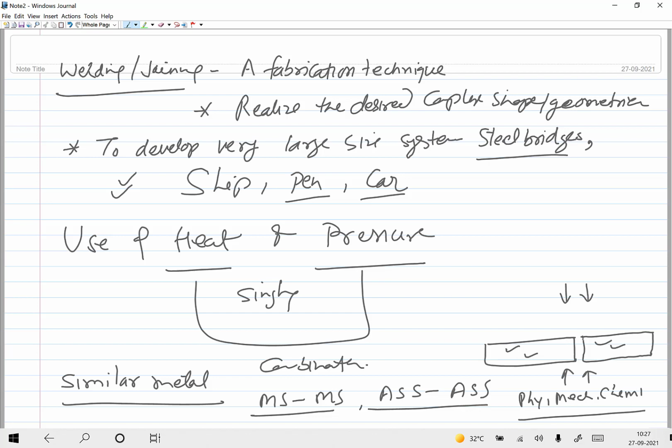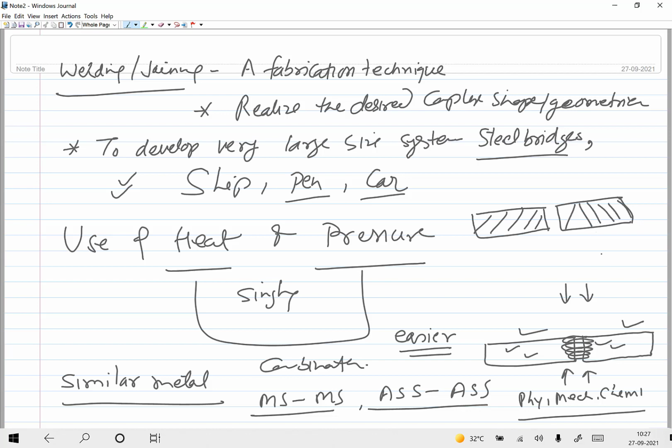So it is easier basically when both parts are made of the same metal, because of the similarity in physical, mechanical and chemical properties, they respond in the same way to both heat and pressure, and that is why you find similar metal joining a little easier. Similar metal joining is easier, but it is not so in the case of dissimilar metal joining. Why? Because one metal is, say, completely different from the other one.